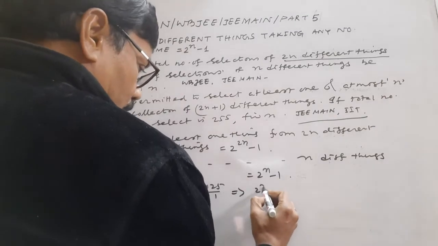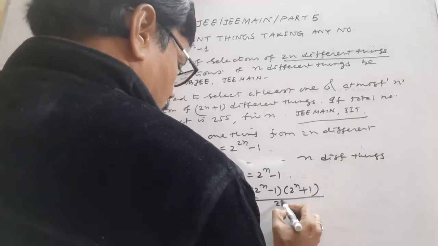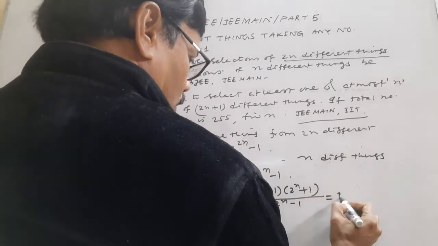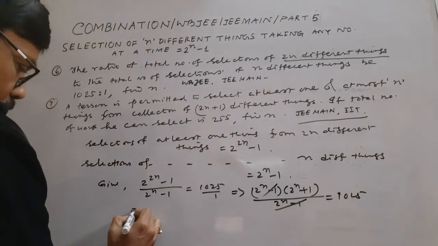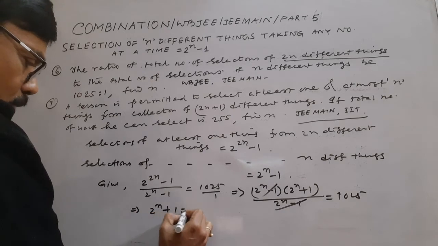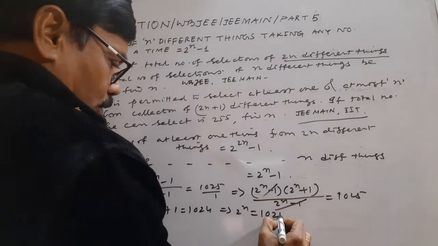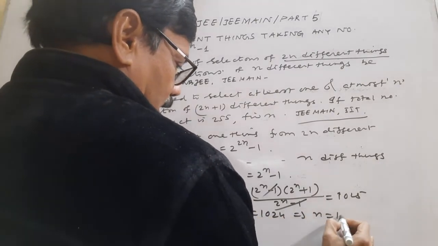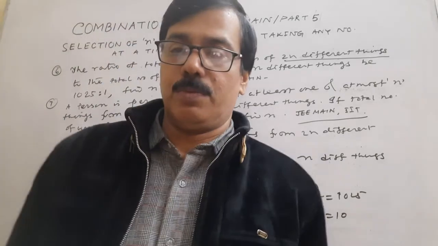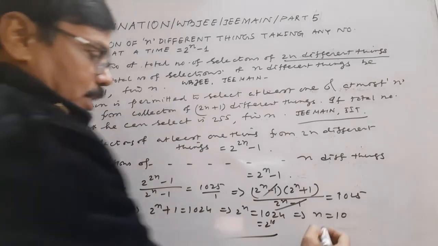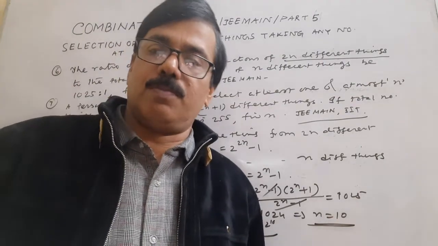So we have to solve this equation. If we factorize, a squared minus b squared is a minus b times a plus b, so over 2 to the power n minus 1 equals 1025. So this one is cancelled out. So this implies 2 to the power n plus 1 equals 1025, so 2 to the power n equals 1024. This implies n equals 10 because it is 2 to the power 10. So what is n? n is 10. So simple problem.